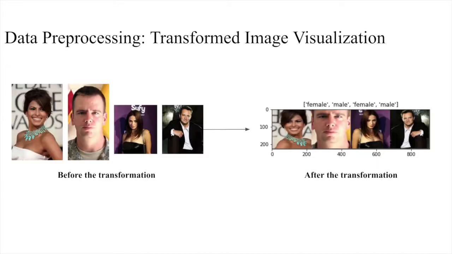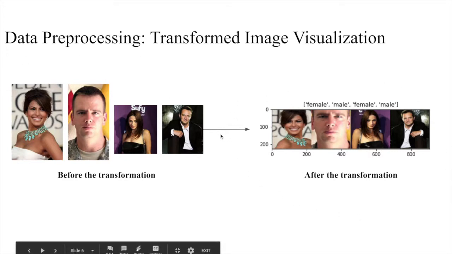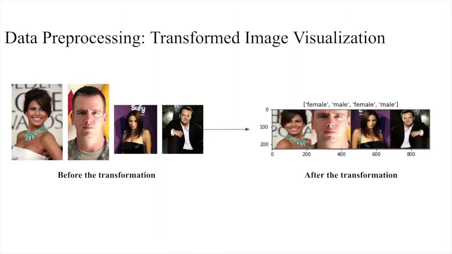Just to visualize the transformation effect, before the transformation on the left-hand side, we have 4 different images with different sizes. After the transformation, we can see that all of these 4 images are compressed into the same size of 224 by 224 by 3. Additionally, we can also see that some of the images are horizontally flipped. For instance, the fourth male here that I've circled with my mouse, his image is horizontally flipped, as we can see on the right-hand side. So that was basically the data preprocessing technique.